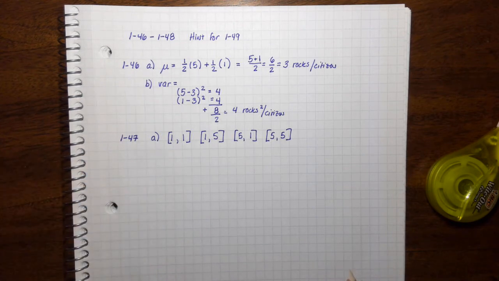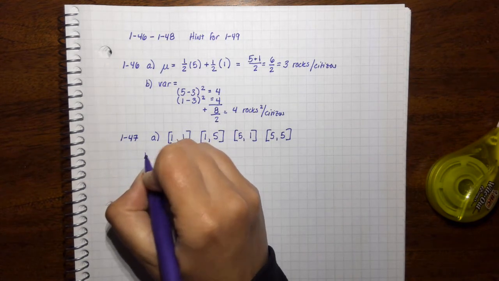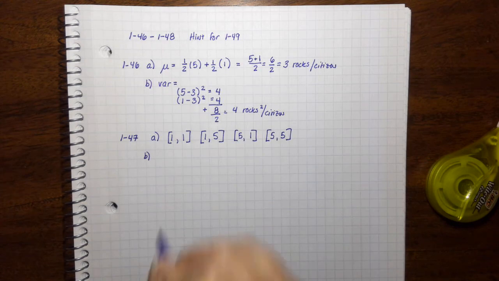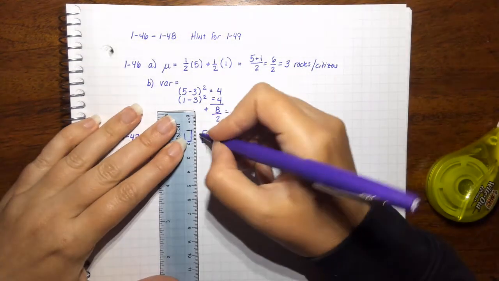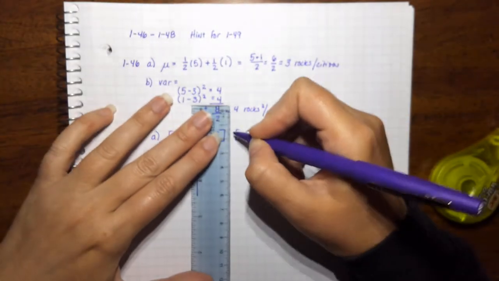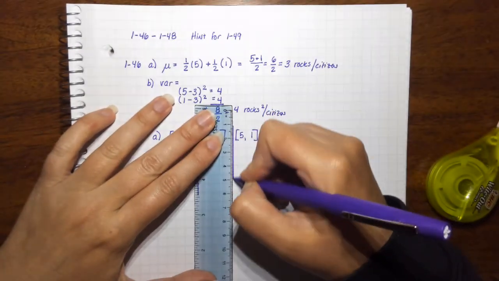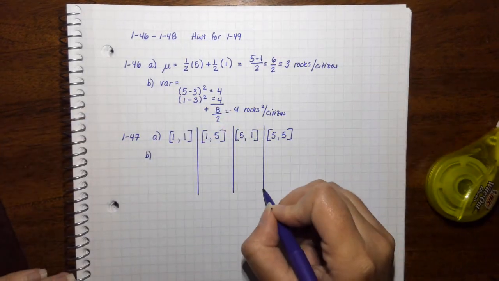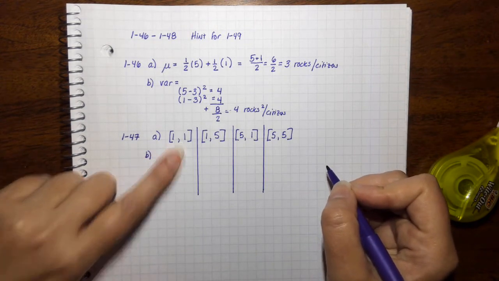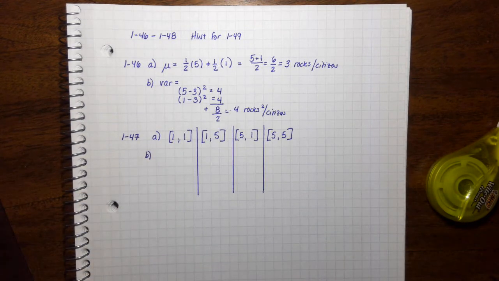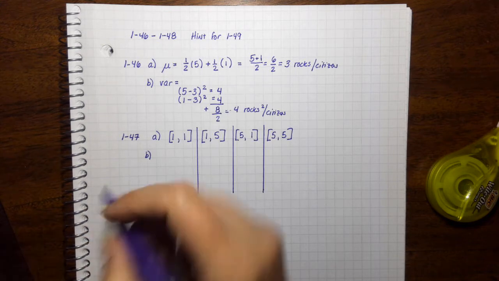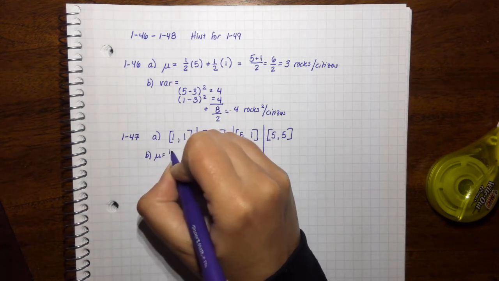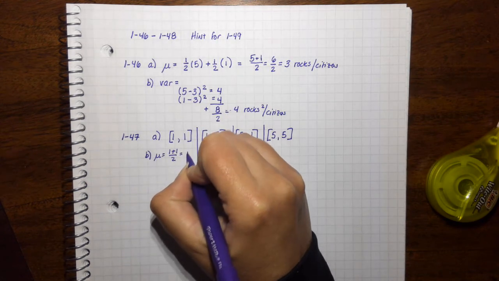Calculate a variance for each sample listed in part A. Okay, this can take us a minute. Okay, and what I want to do is keep these kind of separate here. Hopefully I gave myself enough room. Okay, so what is the mean between 1 and 1? One.